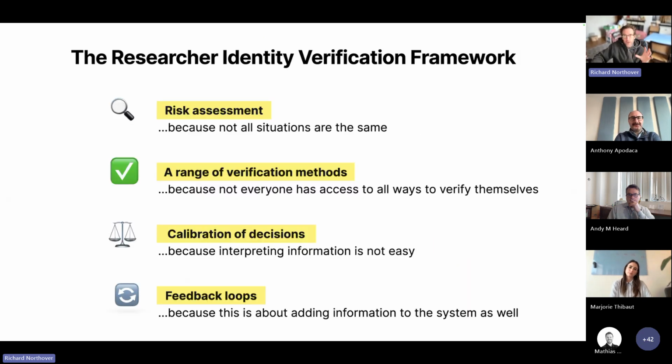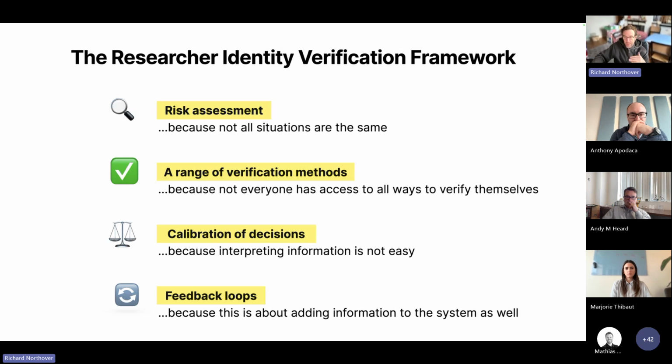The researcher identity verification framework itself consists of a bunch of these points. First, we have assessment, which is where individual journals and their editors make a decision about how much trust is enough based on their situation, their perception of risk, and so on. Then we have verification itself and the mechanisms that are used to do this. And we propose a range of methods, which I'll show in just a second, because not all researchers can use all of those methods. And so you need a kind of a menu.